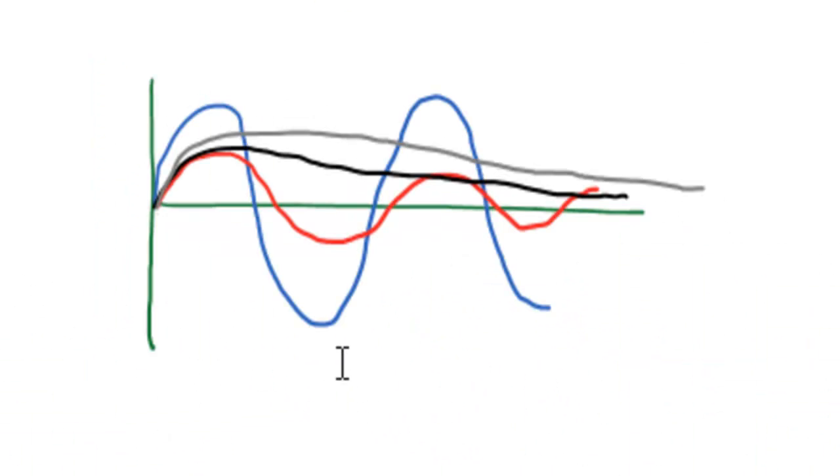Now if you combine all these waveforms on a single graph, then you can see the current flowing through the RLC series circuit for the different damping systems will be like this. That means blue indicates the undamped system, red indicates the underdamped system, black indicates the critically damped system, and gray indicates the overdamped system. That's the meaning of it.